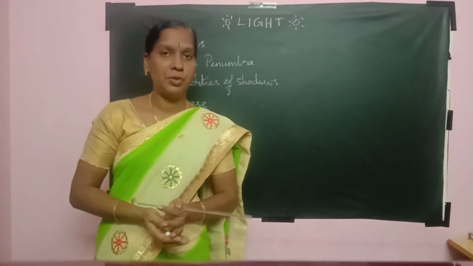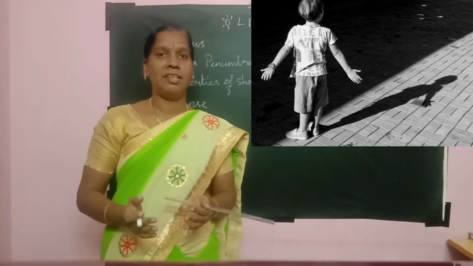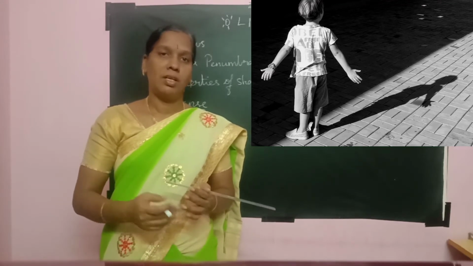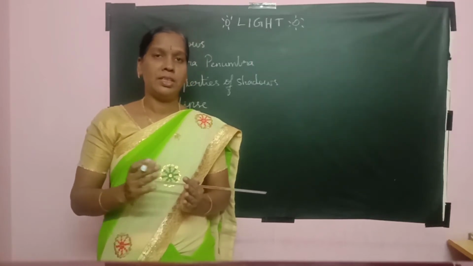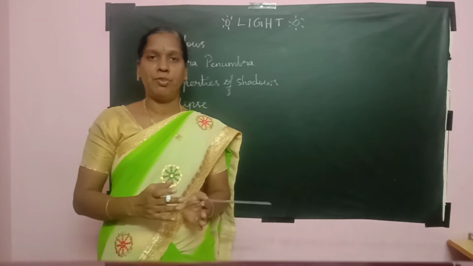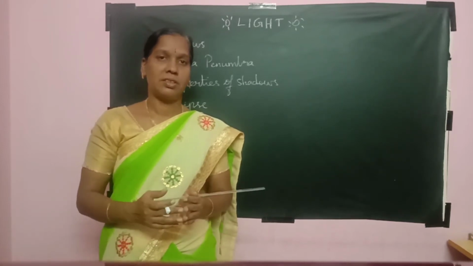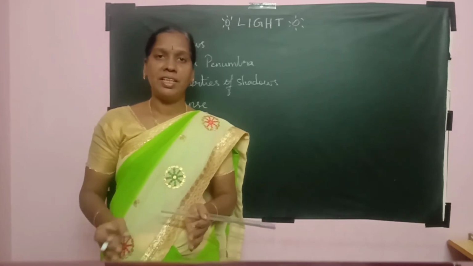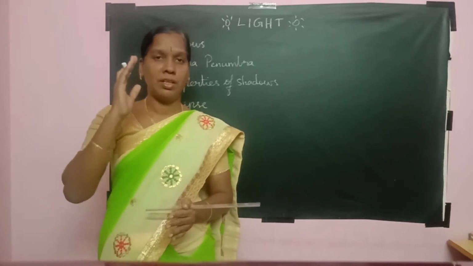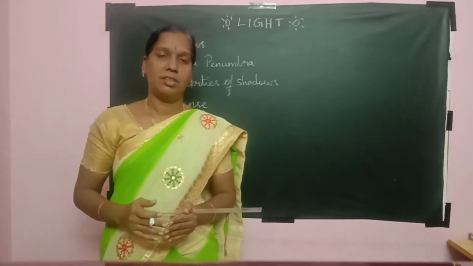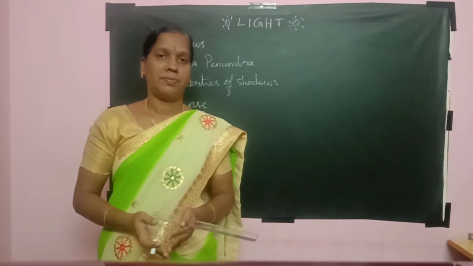What do you mean by shadow? When you stand in front of the sunlight, we can see an image formed beside you. That is said to be a shadow. During daytime, the shadow falls long in size. But during noon time, we can see a very short image formed, that is when the sun is on the top of your head. During sunset time also you can see a long image forming.